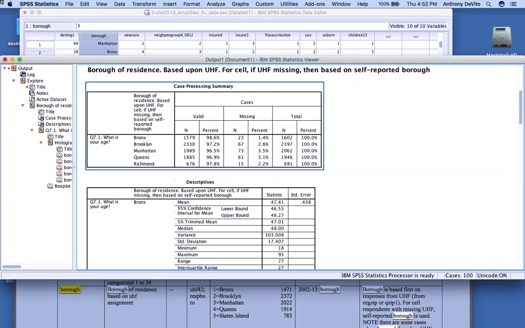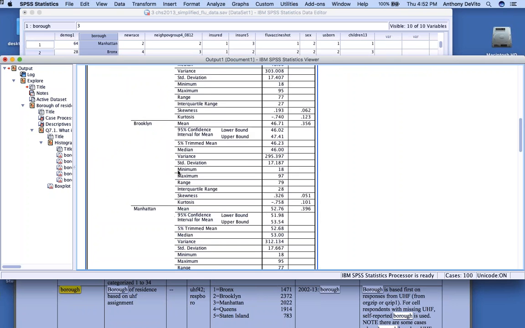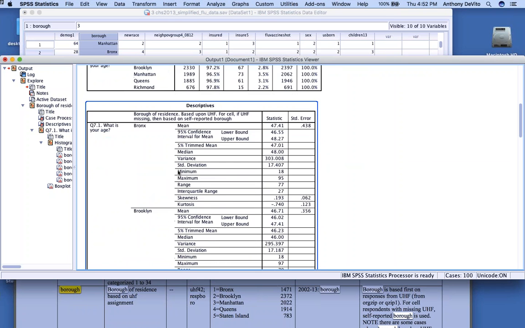Okay, so here we go. Here there are 1,579 people that responded who were from the Bronx. From Brooklyn, I got 2,330, and so on and so forth. That's a frequency table. That's what you get with a categorical variable, right? That's the only thing you can really do with categorical variables: get a count of them, a bar chart or a count, so you can compare them. You can't get an average, it's meaningless. What's the average borough that you live in? Doesn't make any sense, right? So that's the number of people that responded in each borough.